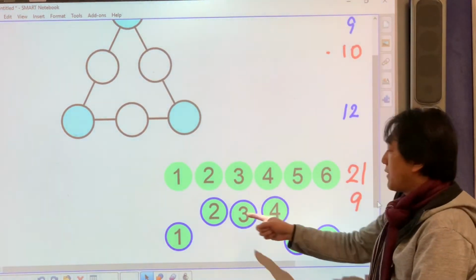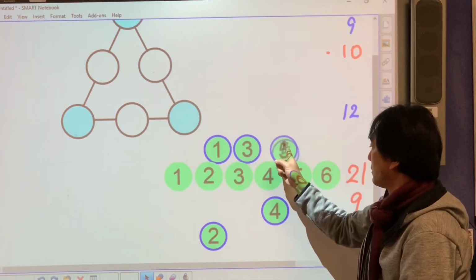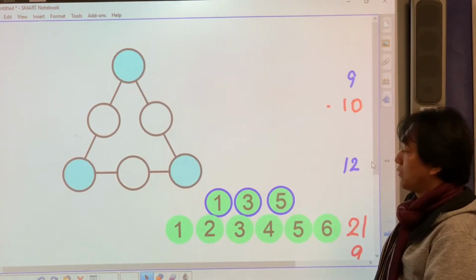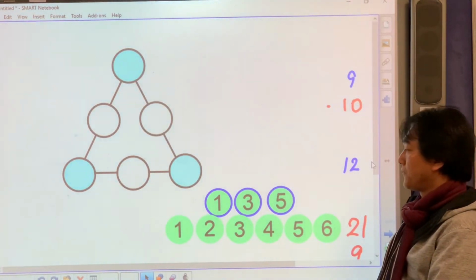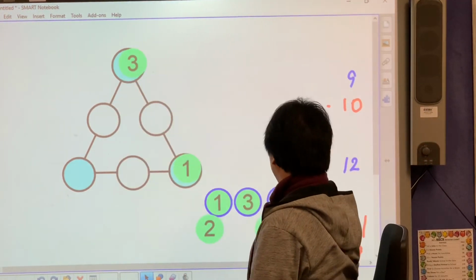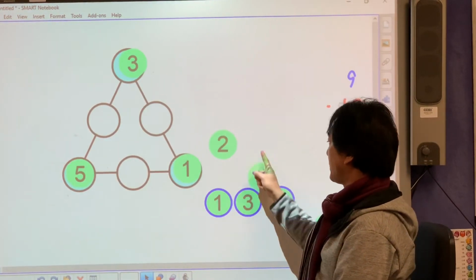So maybe you have already realized that the numbers we need to place in each corner are 1, 3, and 5. So I put 1, 3, and 5 here, and we're going to use 2, 4, and 6.